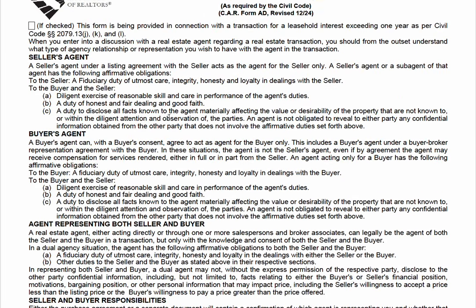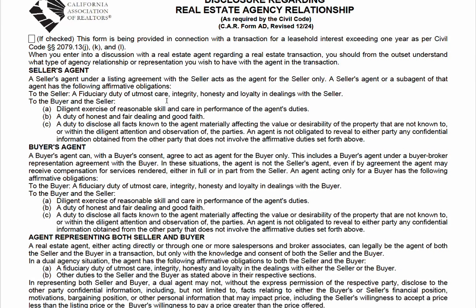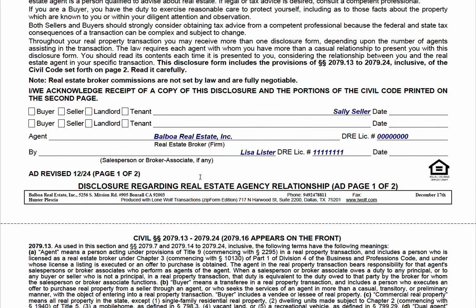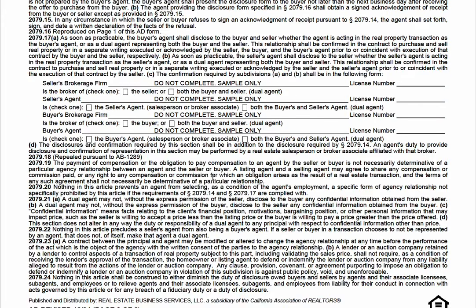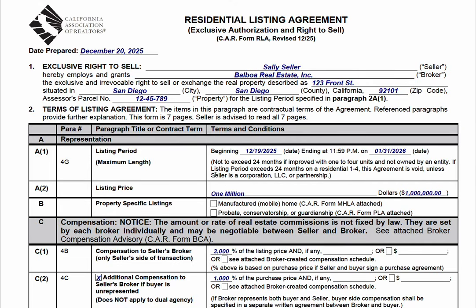This bundle is 21 pages. Can you believe that? We'll start at the very top here. We'll go through it quickly. Disclosure regarding real estate agency relationship, 2-page form. You just put your seller's name. You check this box. Shame on me for not checking it. You write in the seller's name, your brokerage, your name, both you and the seller sign, and there's nothing to do on page 2. And here we are at the actual listing agreement.